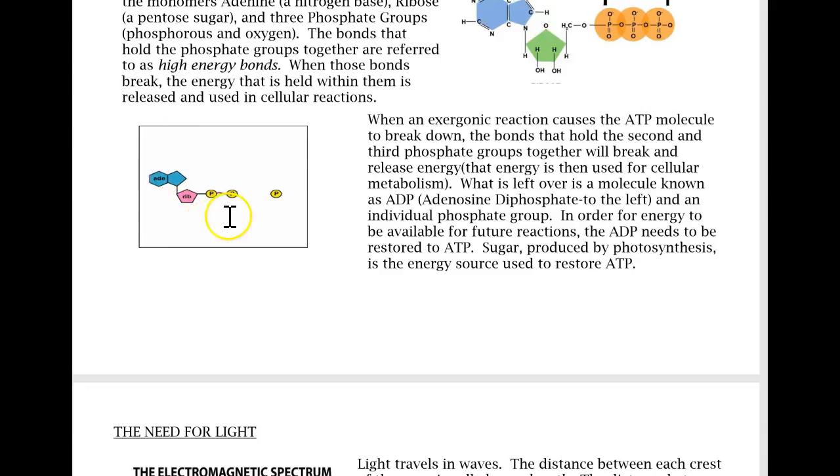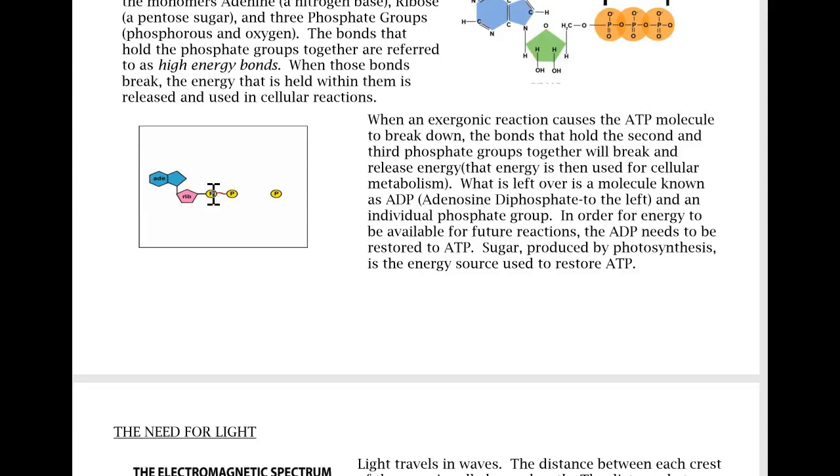So let me ask you this. If the bonds were to break between the second and the 1st phosphate groups, what do you think would happen? Hopefully you just said, Mrs. Saunders, more energy would be released. Yes, it would be. What would we be left over with? Adenosine, ribose, and a single phosphate. So that would be adenosine monophosphate.